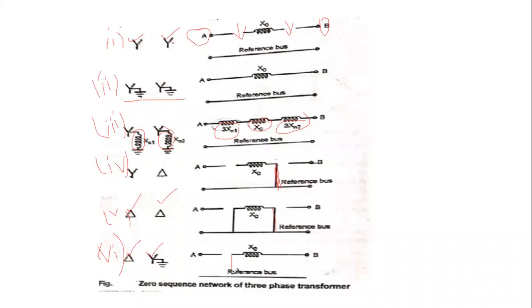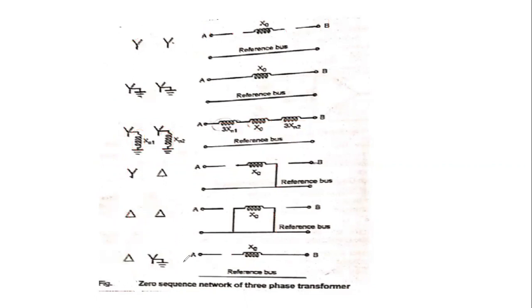Delta means there is a zero sequence path to the reference, but since it is ungrounded, we consider it open circuited. Star grounding, we consider as short circuited. Once again, I'm explaining the connection diagrams.